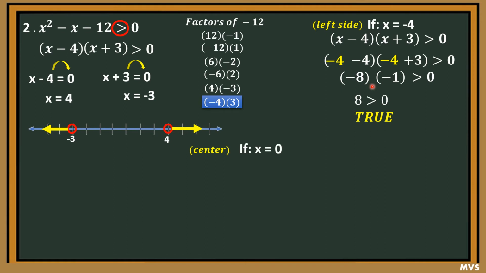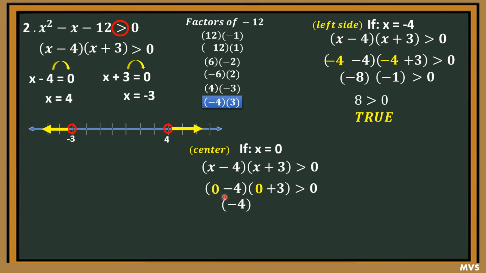0. Factor form, by substitution, your x is 0. Just copy minus 4, x is 0. Copy plus 3, copy greater than 0. Simplify it, 0 minus 4, that is negative 4. 0 plus 3, that is 3. Just copy greater than 0. Multiply the 2, that is negative 12. Is negative 12 greater than 0? No, that is false. It means that the center is not included in the solution set.